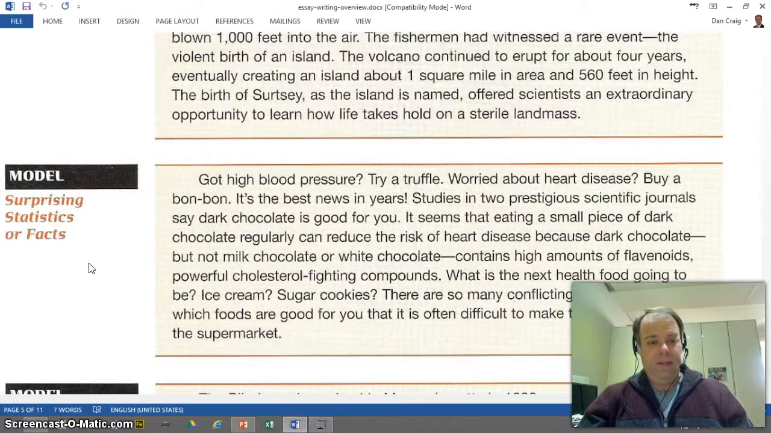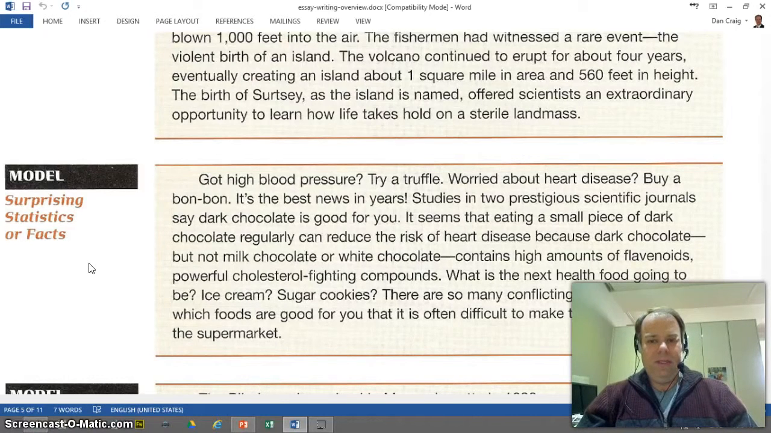The next model is surprising statistics or facts. Now, this is probably one that you're going to use most often in academic or research papers, because what you're doing is providing relevant information to your reader in terms of things that have been discovered in other studies or reasons why you're studying this phenomenon. But most importantly here, you want these to be surprising. Surprising means interesting, and it grabs people's attention.